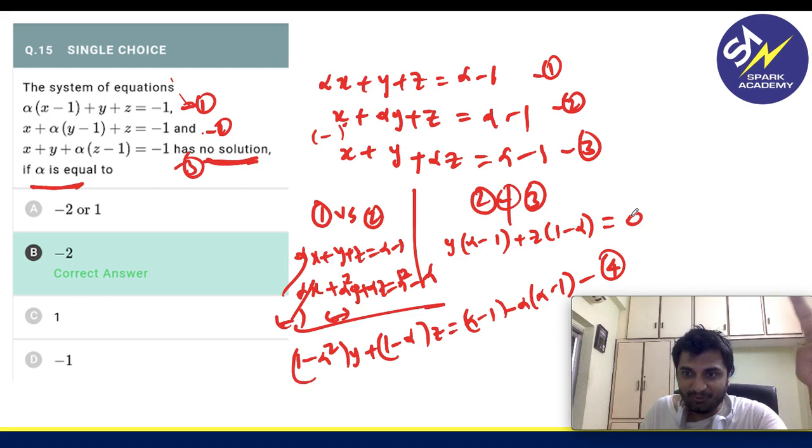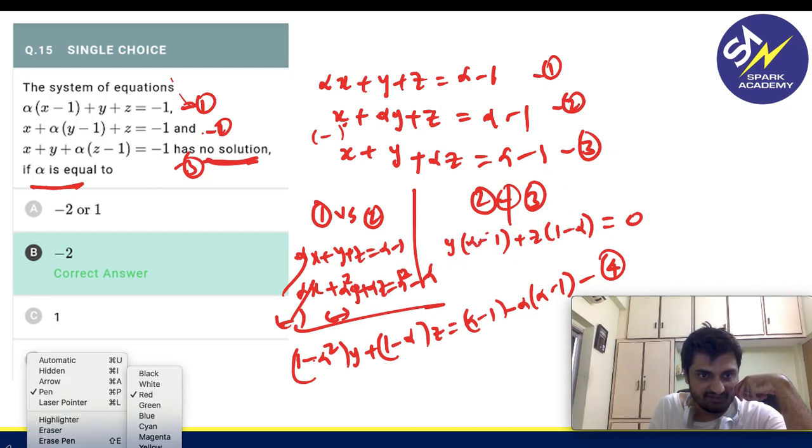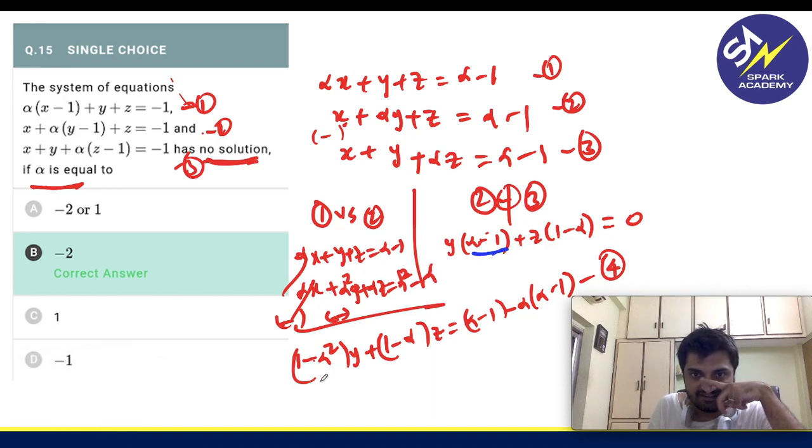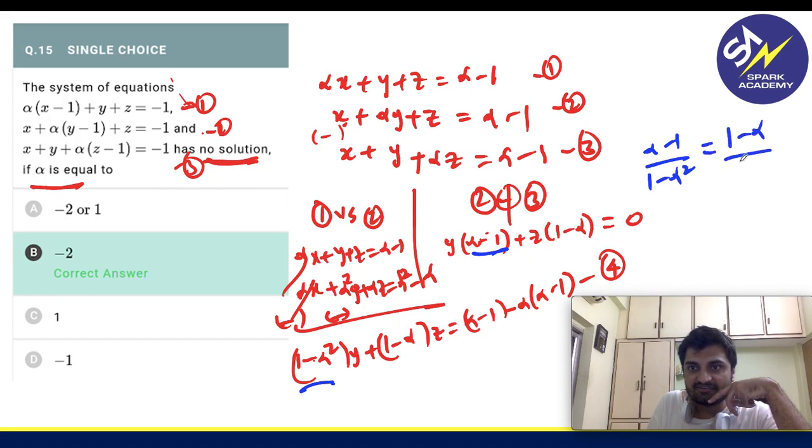Now what do you know about the no solution part? No solution means what? If you divide the coefficients, this by this, which is (alpha minus 1) by (1 minus alpha square) equals (1 minus alpha) by (1 minus alpha), it shouldn't be equal to 0, right? If the coefficients of the LHS are the same and it is not equal to the RHS, then you can say it is no solution.